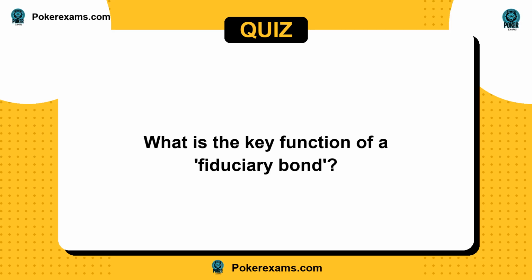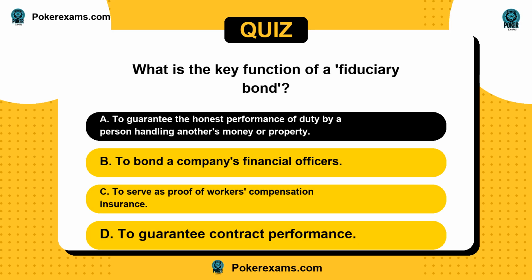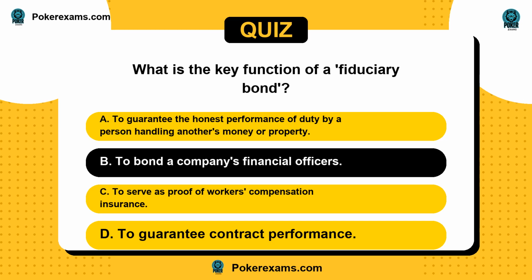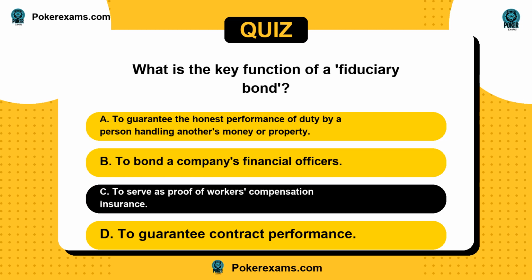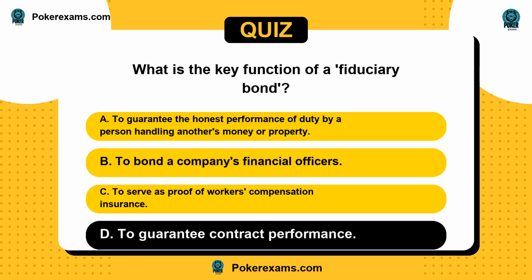Next question. What is the key function of a fiduciary bond? Is it A, to guarantee the honest performance of duty by a person handling another's money or property? Or B, to bond a company's financial officers? C, to serve as proof of workers' compensation insurance? Or D, to guarantee contract performance?